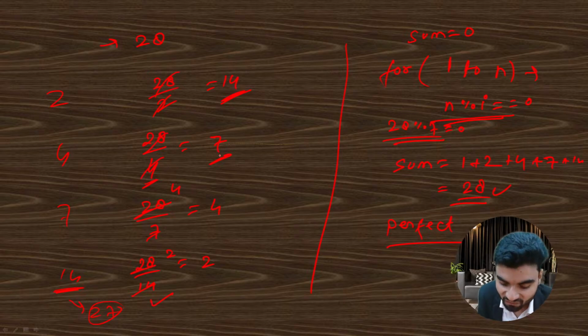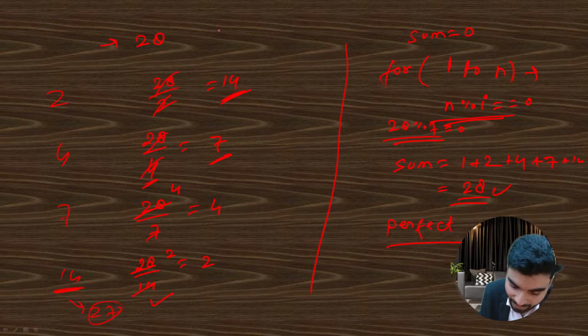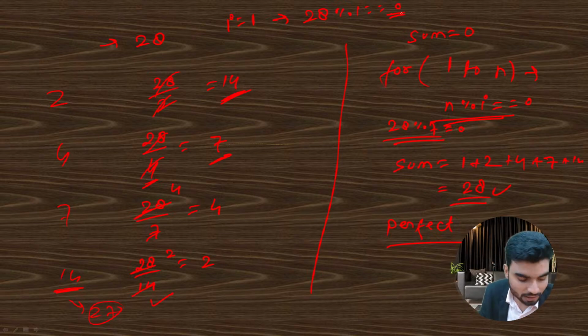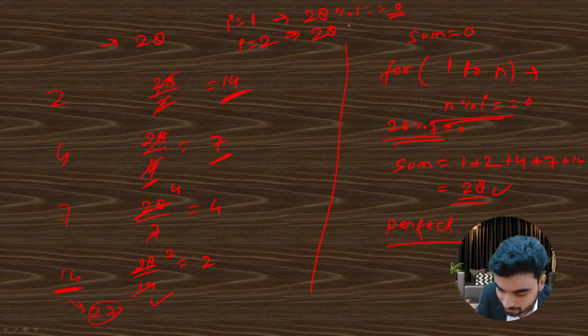What we can do is, if we are dividing by, let's say, i. Initially i was 1. So I was dividing 28 modulus 1, which equals 0. Right? So I was adding 1 to the sum. Again, when i becomes 2, I am dividing 28 modulus 2. Yes or no? Which equals 0.